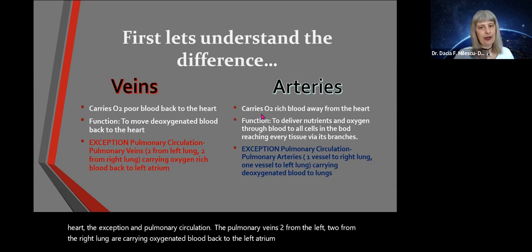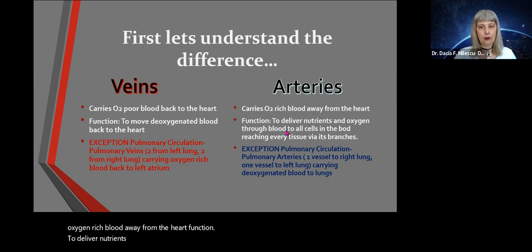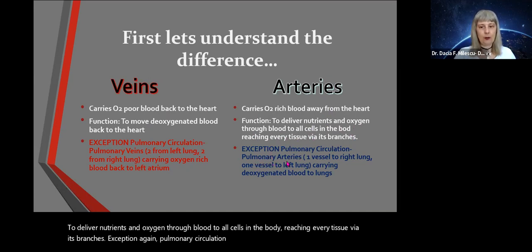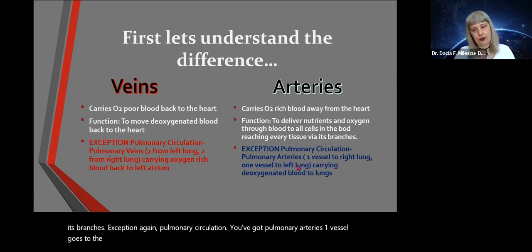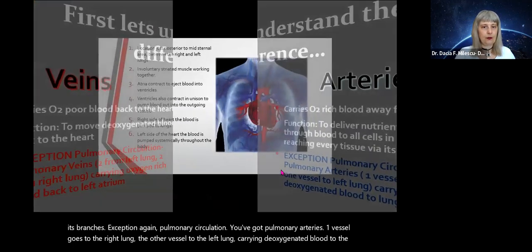Arteries systemically carry oxygen-rich blood away from the heart, and their function is to deliver nutrients and oxygen through blood to all cells in the body, reaching every tissue via its branches. Exception, again, pulmonary circulation. You've got pulmonary arteries. One vessel goes to the right lung, the other vessel to the left lung, carrying deoxygenated blood to the lungs.